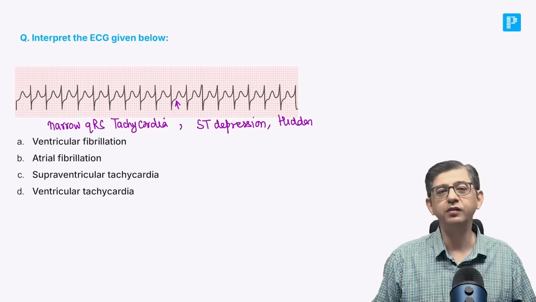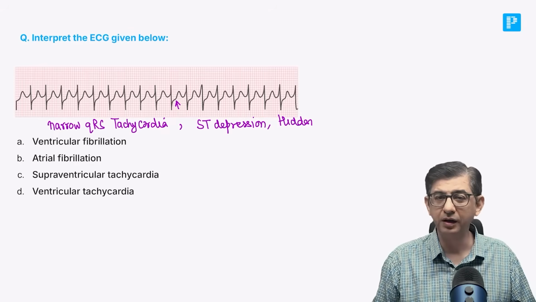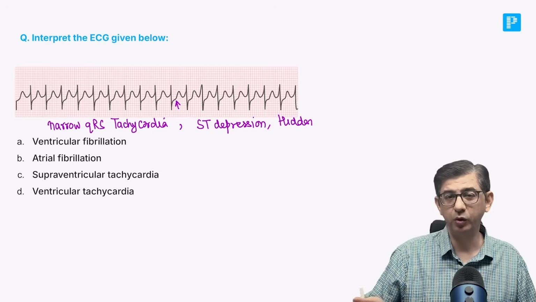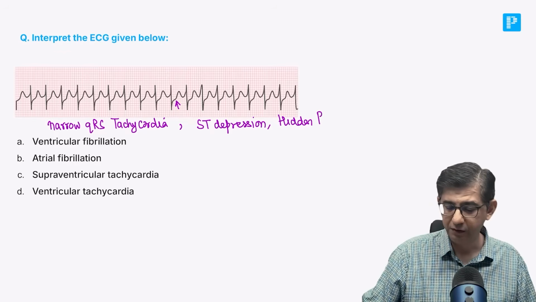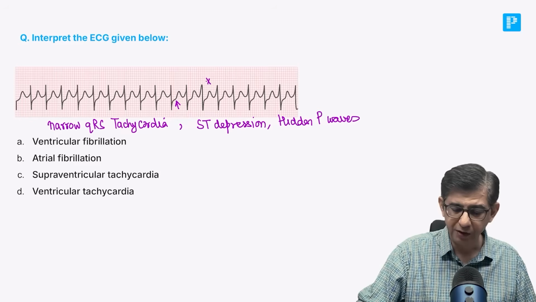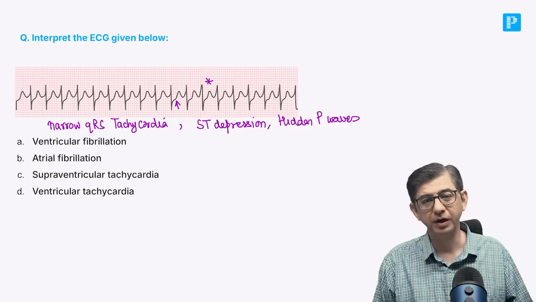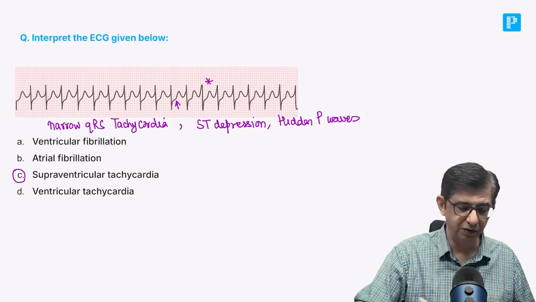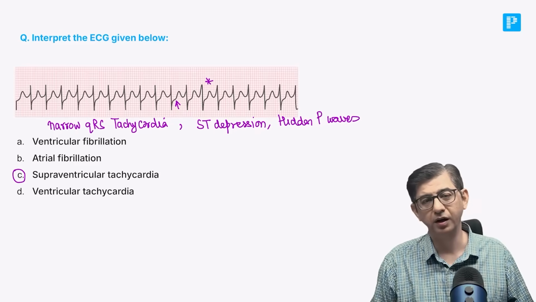In this particular ECG, you will notice that very characteristic ST depression is present. Where I put the arrow, there is presence of hidden P waves, because normally you are able to see the T and the P waves separately. Here the P and the T are merging and there's a narrow QRS tachycardia. So the diagnosis in this case will work out to SVT, supraventricular tachycardia.